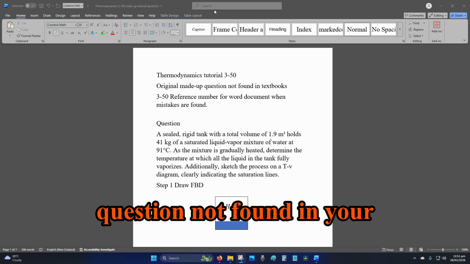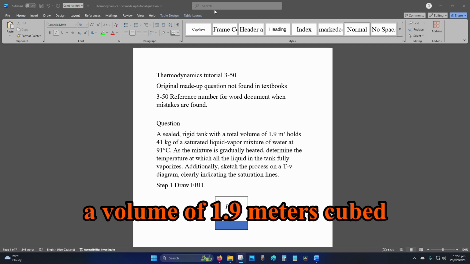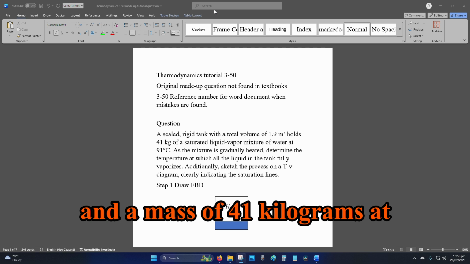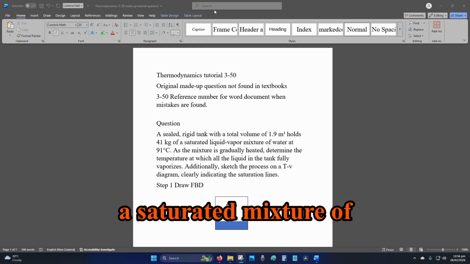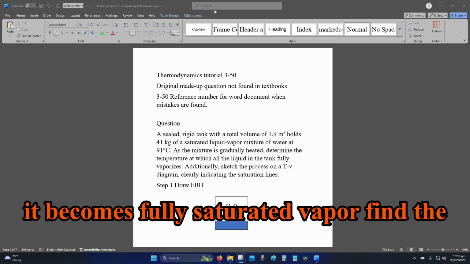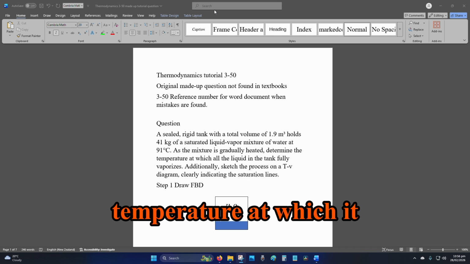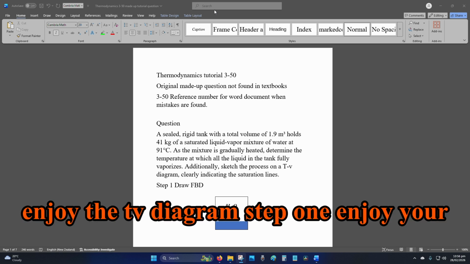This is a made-up question not found in your textbooks. We got a rigid sealed tank with a volume of 1.9 meters cubed and a mass of 41 kilograms at a temperature of 91 degrees Celsius with a saturated mixture of water. Heat is added until it becomes fully saturated vapor. Find the temperature at which it becomes fully vapor and draw the TV diagram.